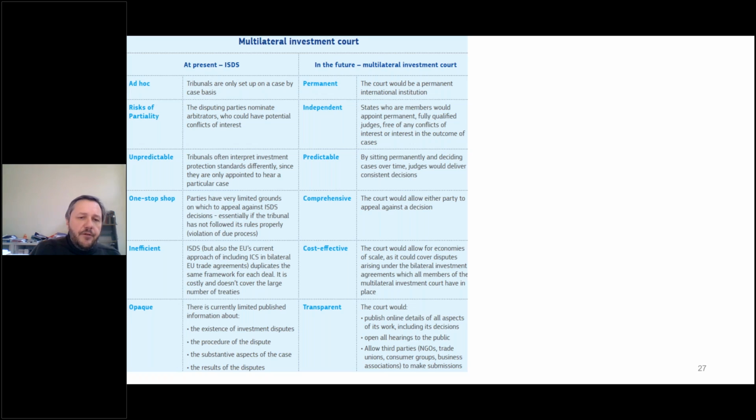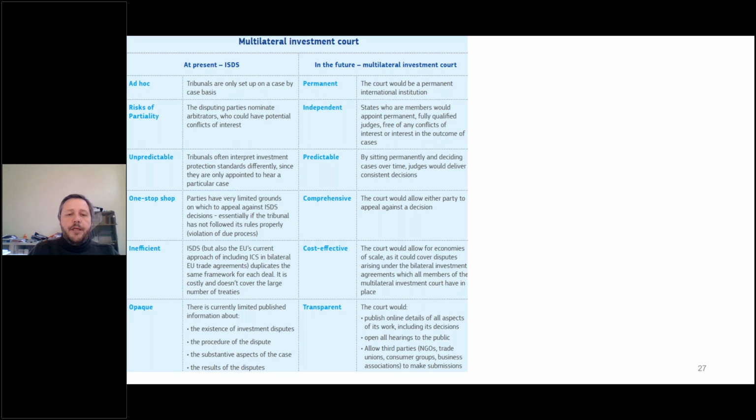It would be more comprehensive in that there will be an appeal. There is the issue of cost, because it might in the end be more cost effective than having all these different types of ad hoc ISDS courts. So there might be, let's say, a transaction cost argument related to that.